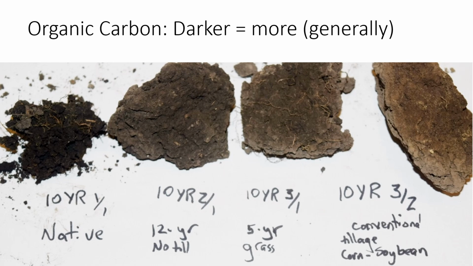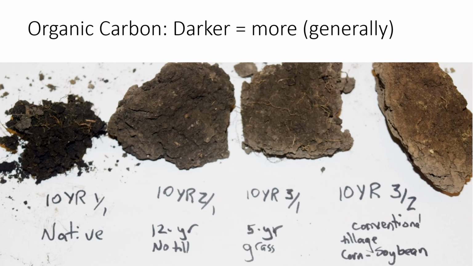So what you see here are 4 aggregates taken from the surface of soils that have been managed differently. The one on the right has been in conventional inversion tillage methods that leave it basically bare most of the year, except when you've got corn or soybeans growing on it. It's very degraded. It's light colored, a 10YR32. The soil surface structure is in bad shape.